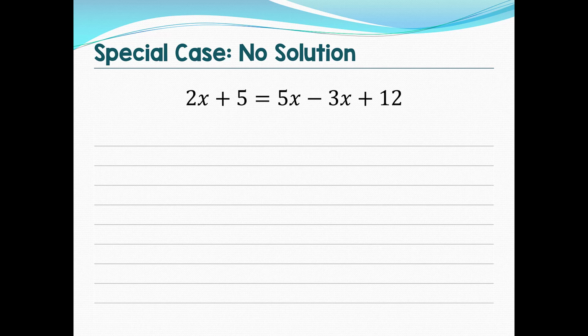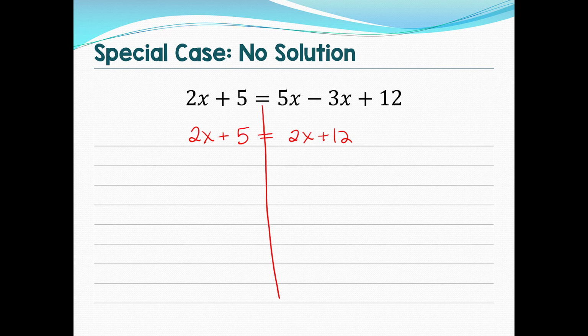Now let's take a look at two special situations that you might run across. And one of them is when there is no solution to the problem. So in this example, again, there are no parentheses, so I don't need to distribute, but I do want to handle my left side. There are no like terms to combine, everything's combined, but I have a 5x minus 3x, so I'm going to say that this side will equal 2x plus 12, and this side equals 2x plus 5.